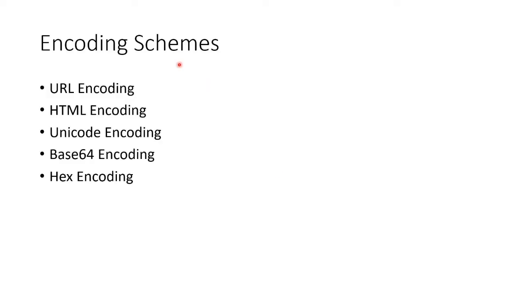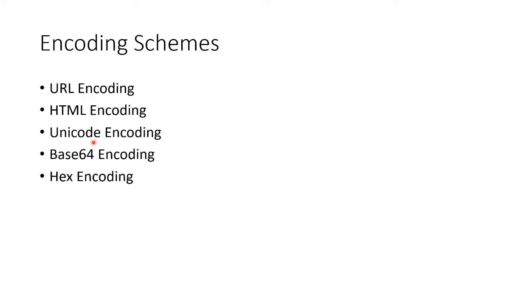So what are the countermeasures against all of these attacks? Let's take a look. You need to make sure that you choose the proper encoding scheme. Now again, involve your web app developer. So there are encoding schemes for URLs, HTML, Unicode, base 64.